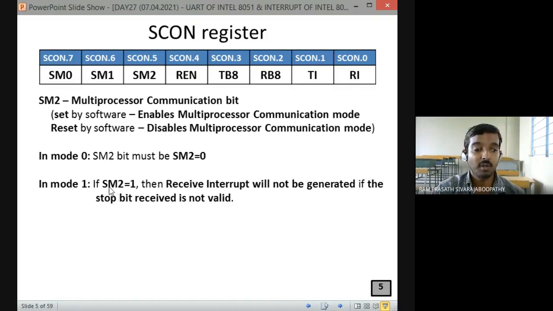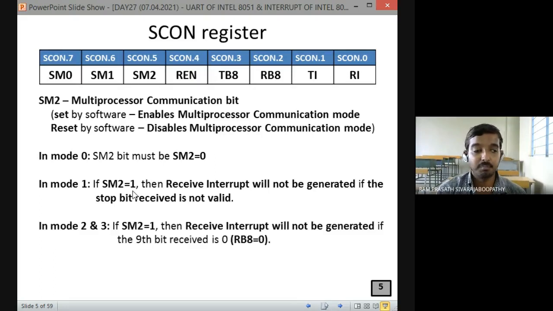In the case of mode 1, if SM2 bit is equal to 1, then the receive interrupt will not be generated if an invalid stop bit is received. What is the meaning of this? Mode 1 is 8-bit UART mode. In 8-bit UART, definitely there is a start bit, 8-bit data, okay, then a stop bit. Correct? If the stop bit is not valid, then it is not going to generate the interrupt if the SM2 bit is equal to 1. Suppose the SM2 bit is 0, it won't consider whether the stop bit is valid or invalid. Without checking anything, it is straight away going to accept the data.